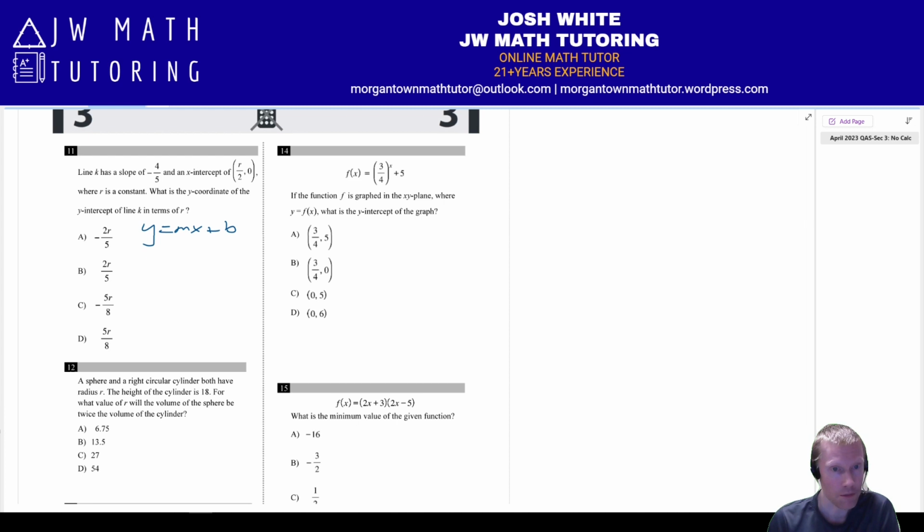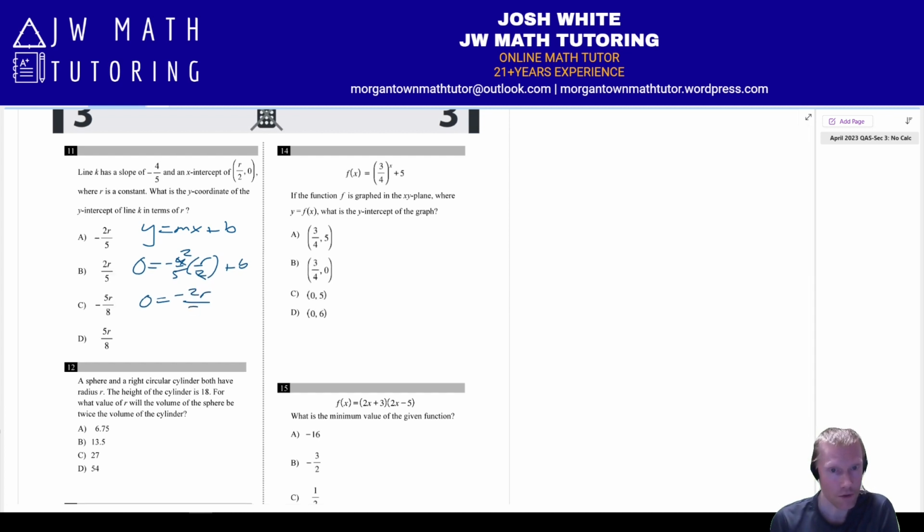So for y, I'm going to plug in my y-coordinate from the x-intercept. My slope is negative 4/5. My x coordinate is r over 2, and then plus b. So you just go ahead and multiply this out. You get negative 4r over 10. Now notice you could also technically reduce this because 2 goes into 4 2 times. So we could actually reduce it to 2/5 right away.